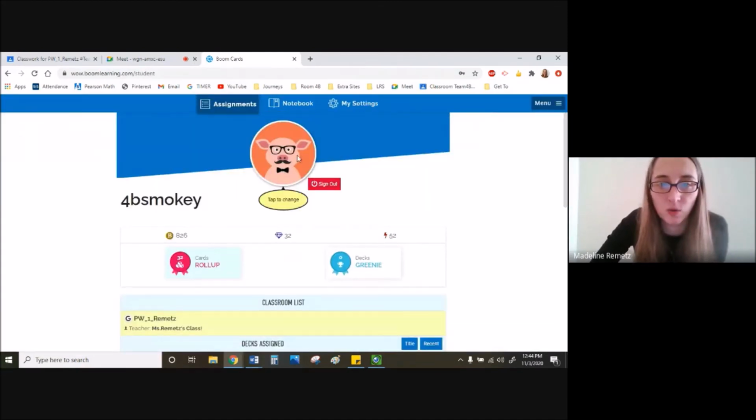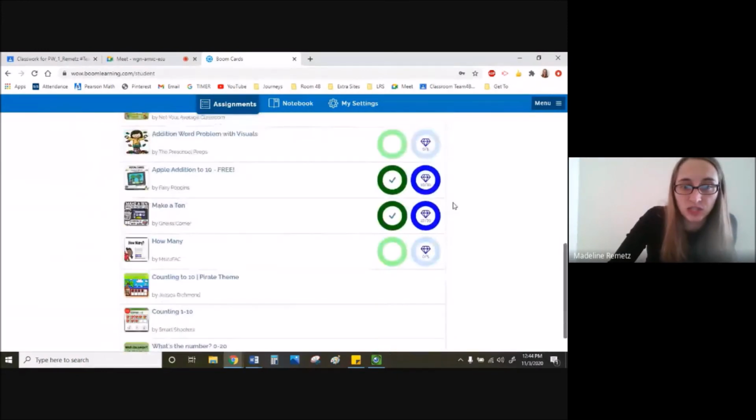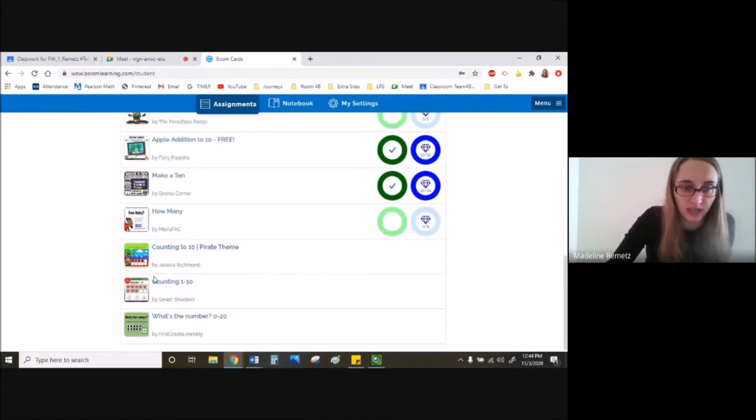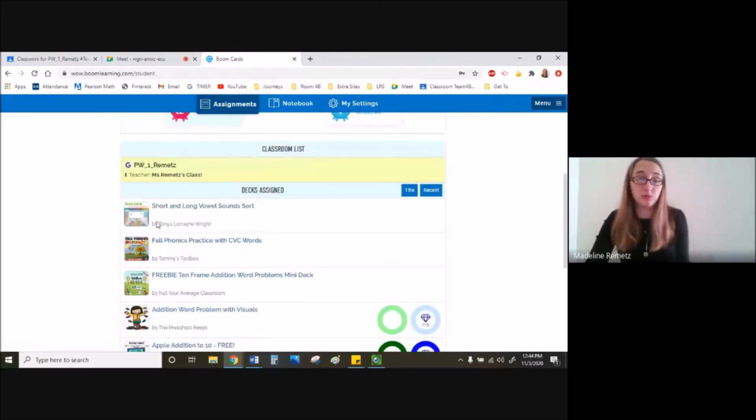Here I am as Smokey, and down here you'll see the things that I've asked you to do. Now I know a lot of you should have the green and the blue circles here for when you did your math. You can see I wasn't Smokey yet, so that's why I haven't done these ones. But there's 2 new games for you to play.